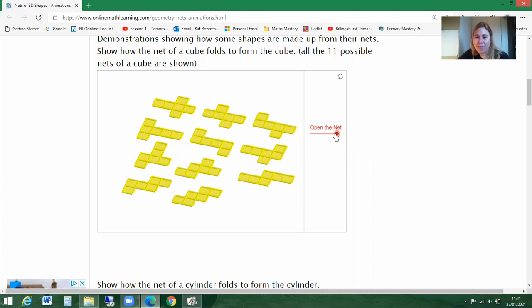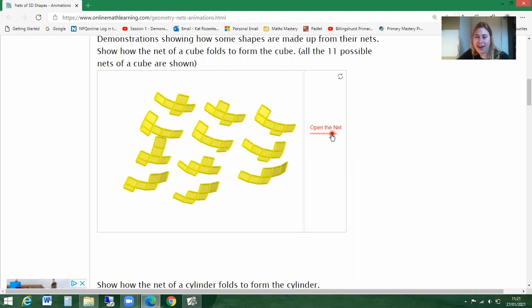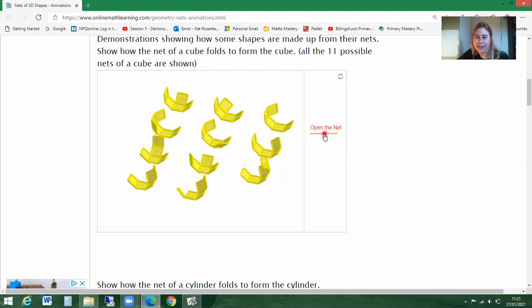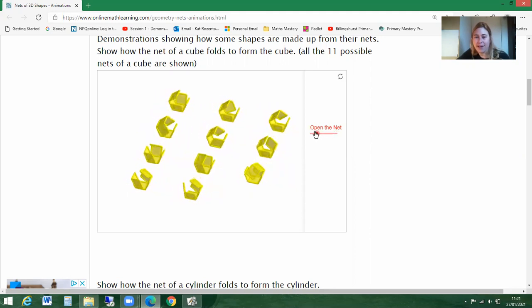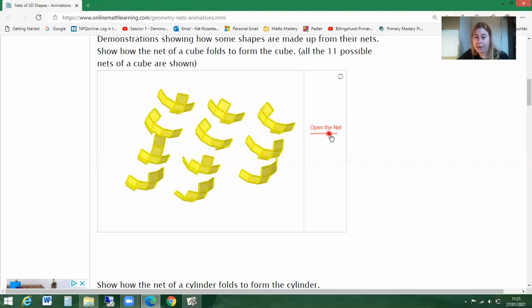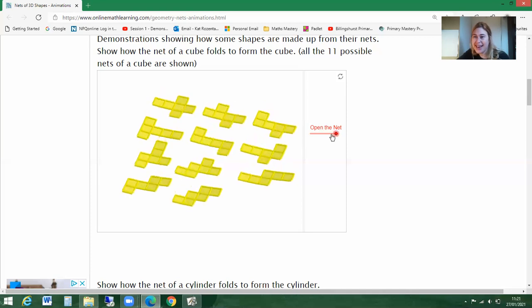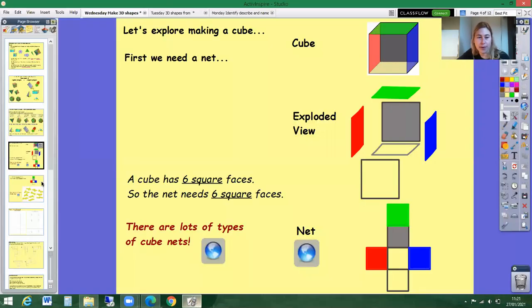Okay, so what I want you to do now is just watch as I close the nets of the shape. You can see them curling up. And look at that. Every single one of those 11 nets creates a cube. So there are 11 different possibilities. So you might want to explore creating one of those if you want a bit of a challenge later on, if you don't want to do the standard sort of net of a cube.